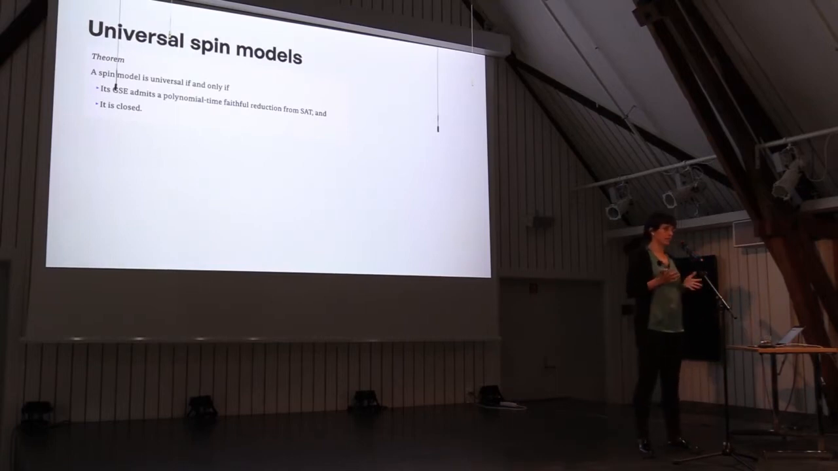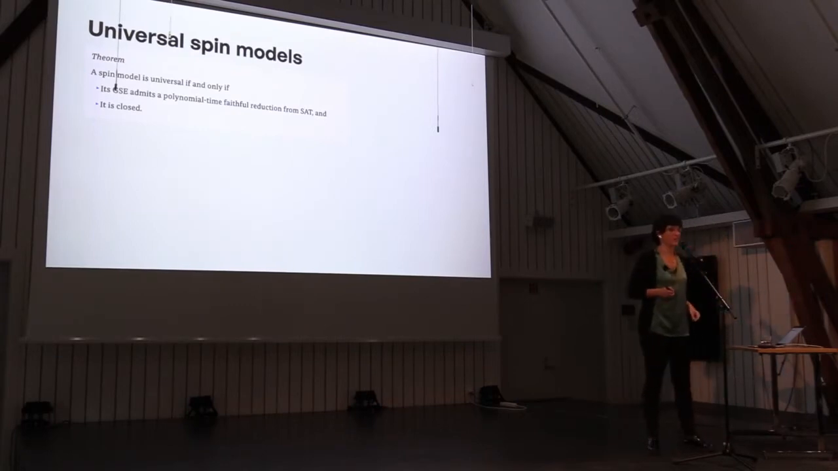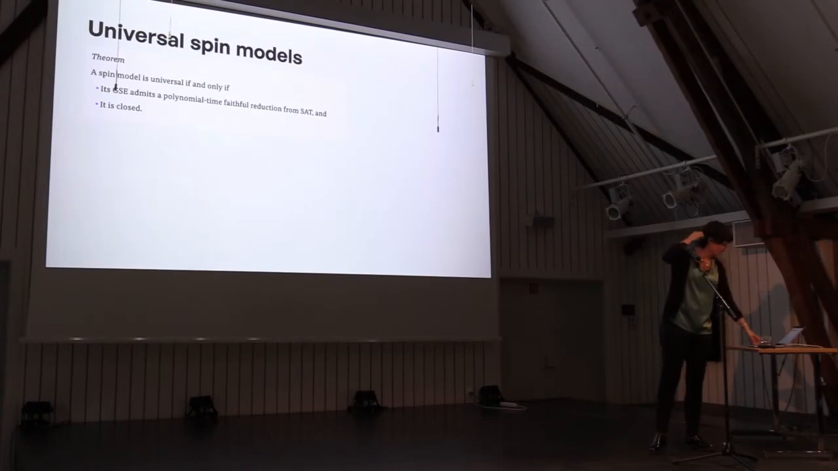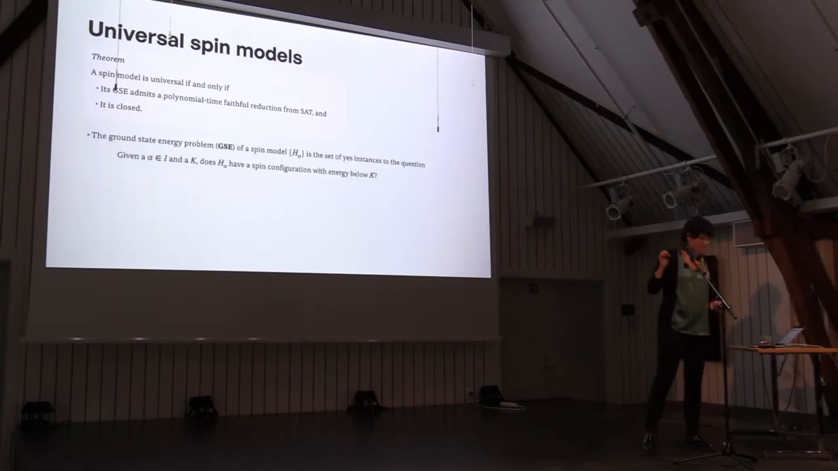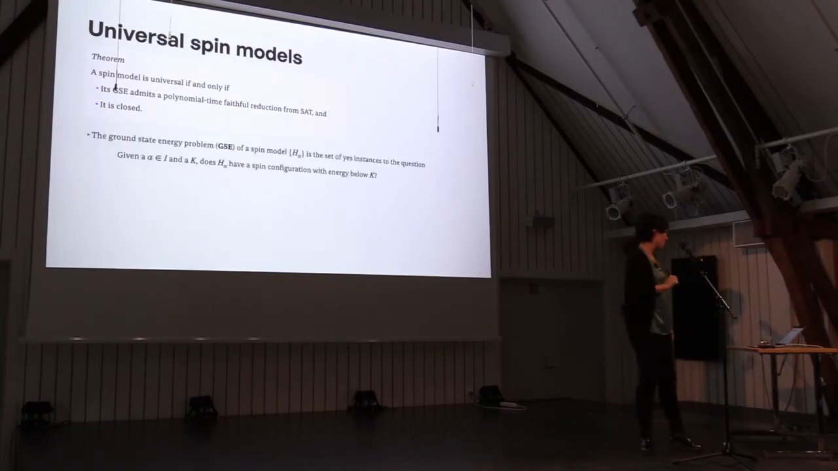Now, the theorem, that's the full characterization. It says a spin model is universal if and only if its ground state energy problem admits a polynomial time faithful reduction from SAT. And moreover, it is closed. I'm going to explain that right now. I first wanted to announce the result. It's coming, I promise, in 30 seconds.